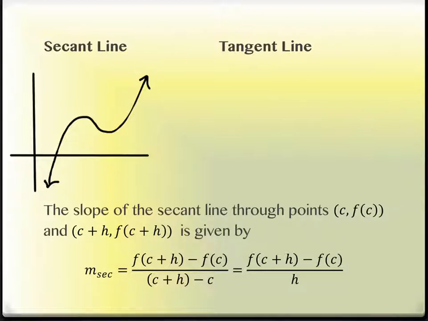And we're going to mark a location on our curve. It doesn't really matter where. It doesn't even need to be in the same spot as mine, but you're just going to mark a point C and plot the point on the curve itself. And then move some distance away and call it C plus h. So this distance is h away. And you're going to plot the corresponding point at that location, and connect these two with a line.